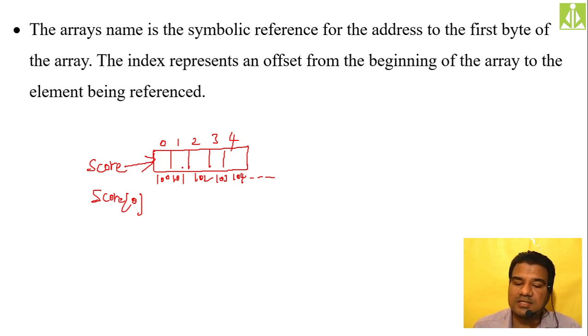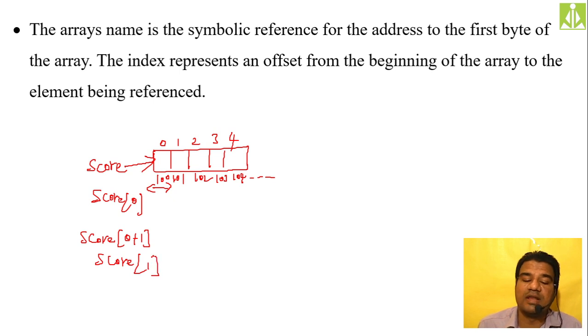To access the second element, I have to add the offset of the first element. That offset is nothing but one element offset, isn't it? So score of 0 plus 1 will give the second element. That is nothing but score of 1 only. Score of 1 will give the second element. So likewise, in order to access the second element, you have to add the offset of the first element, and that offset is nothing but 1. From here to here it is 1, and here to here it is 2. So likewise, you will get the second element.